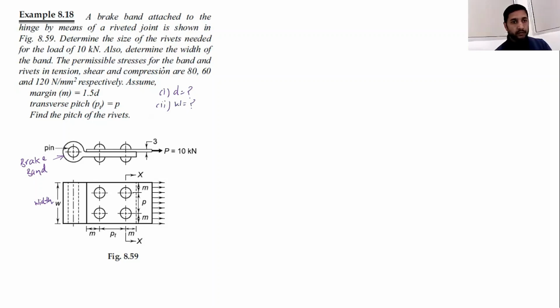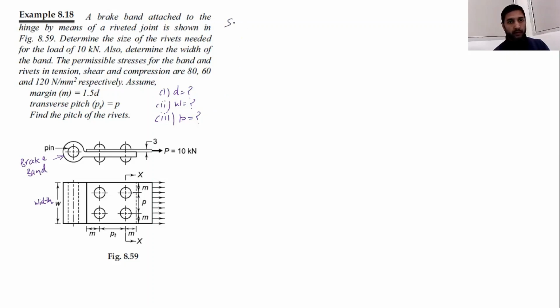The permissible stresses for the band and the rivets in tension, shear and compression are 80, 60 and 120 Newton per mm square. So all the permissible stresses are known to us. Assume margin as 1.5D, transverse pitch as P, and find the pitch of the rivet. So the third term that we have to calculate here is pitch. So we have to find out the diameter of the rivet, width of the band, break band, and pitch between the 2 rivets. Okay, so let us try to solve this question.